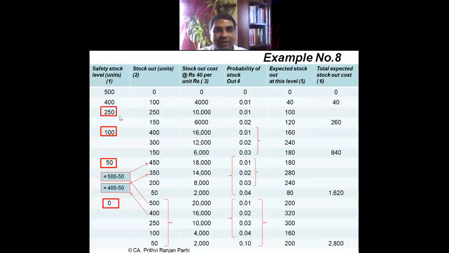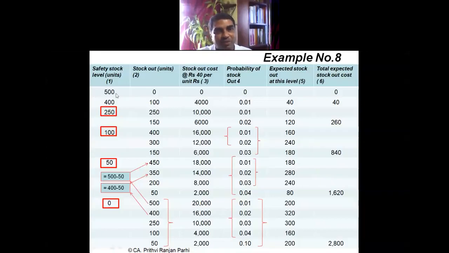If I keep 250, then my stock out units are only either 250 or 150. Probability will be 0.01 and 0.02. Like this, expected costs are calculated. Very simple. So if you go from bottom to top, you will be able to understand the solution which is provided in the statement.